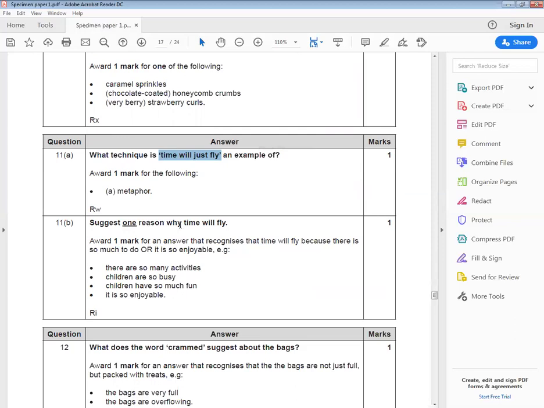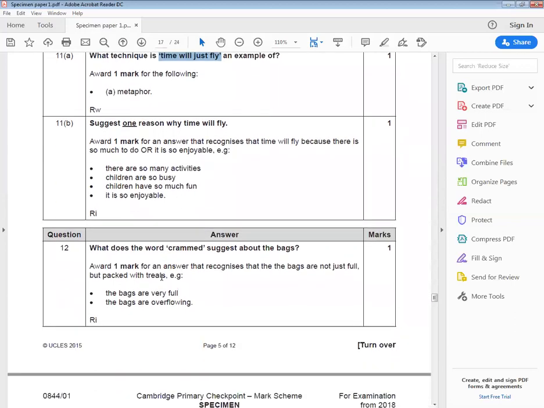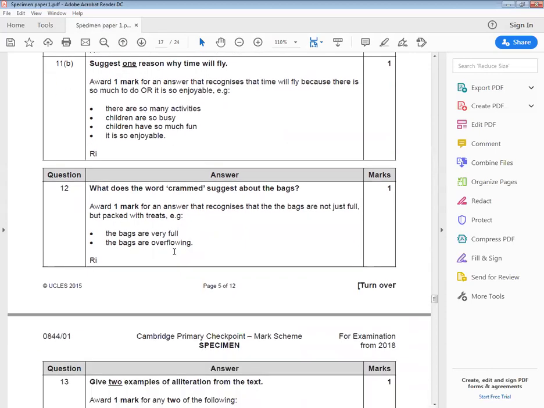Okay, suggest one reason why time will fly: because there are many activities, or because it will be so much fun, the children will have fun, or they're going to be so busy. In question 12, the word "crammed" means that the bag is full, that the bag is packed to the full, that there's no space left anymore.